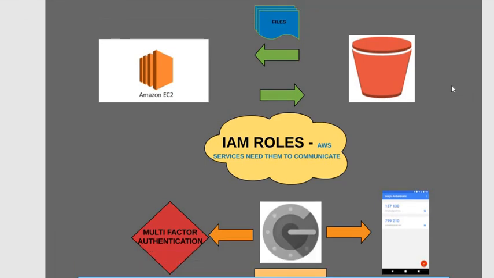So continuing on identity and access management in AWS, we will be discussing why we have IAM roles, because we have discussed users, groups, and policies, right? Now, what are IAM roles?